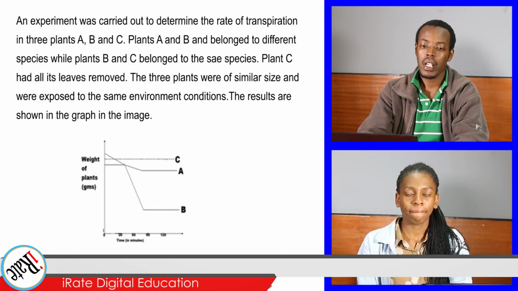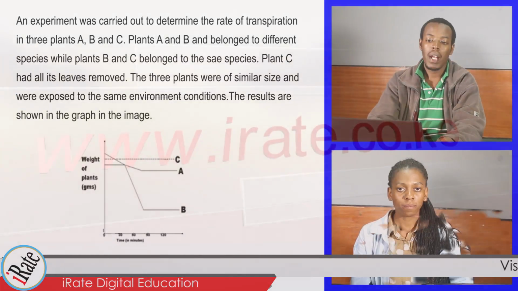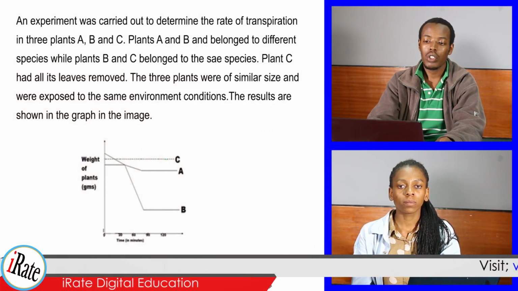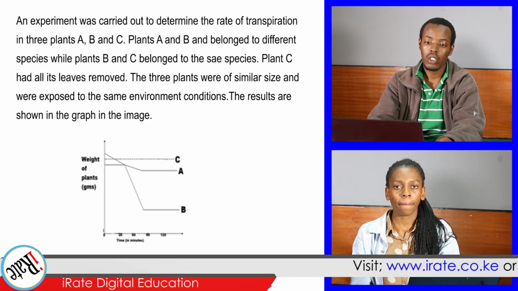An experiment was carried out to determine the rate of transpiration in 3 plants, A, B, and C. Plants A and B belong to different species, while plants B and C belong to the same species. Plant C had all its leaves removed. The 3 plants were of similar size and were exposed to the same environmental conditions.